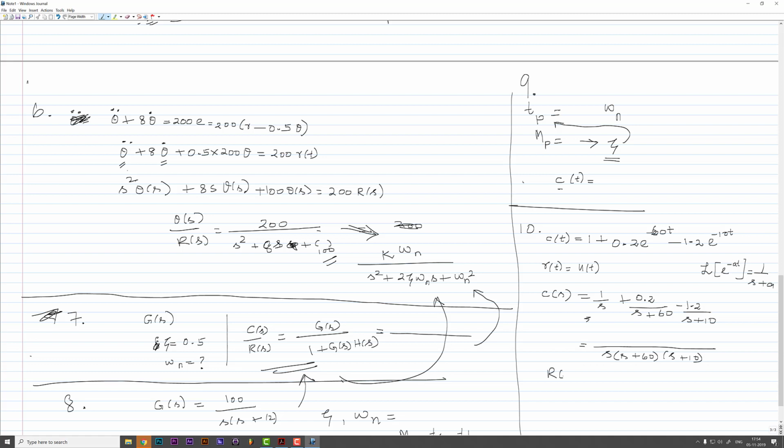So what is R of s? R of t is U of t, so R of s is equal to 1 by s. So now can you find out the transfer function? Transfer function is nothing but C of s by R of s. Both are available, you get the transfer function. So once you get the transfer function, again you can compare it with the standard form and get zeta, omega n, everything you can get.